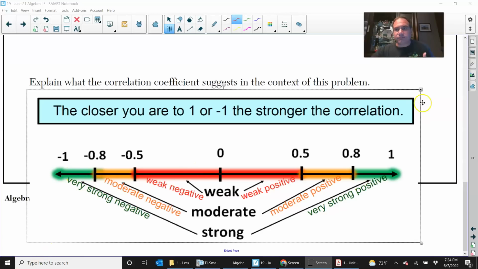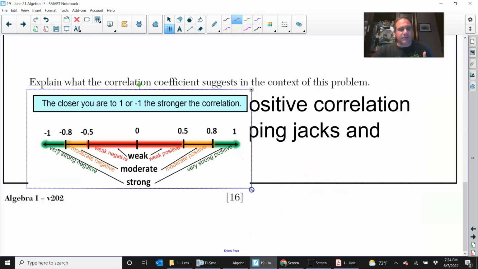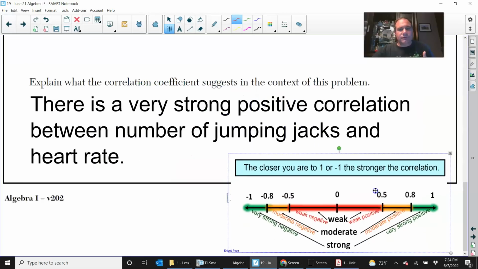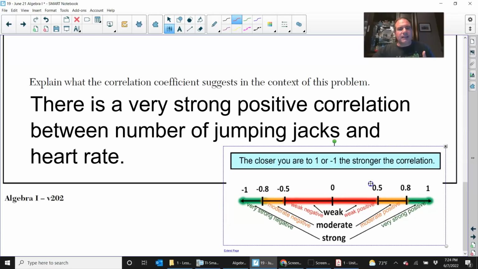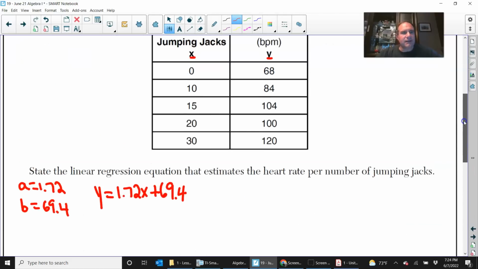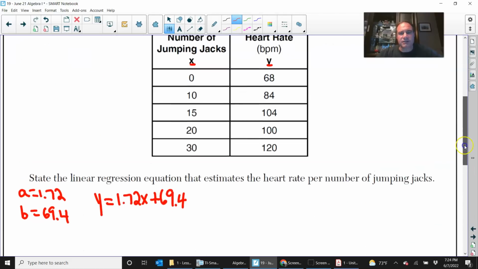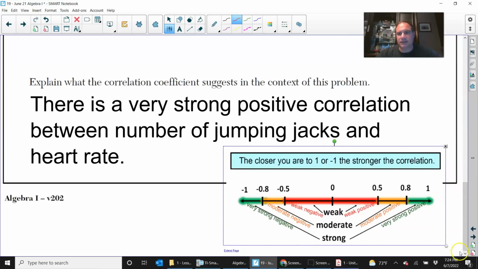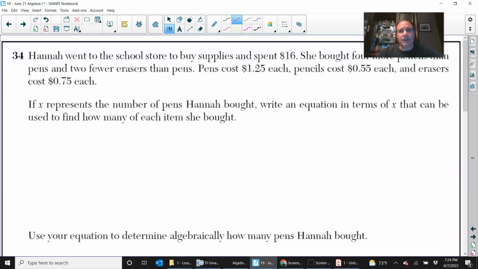And that's really what it is, and that's what I'm going to put down here. So, just taking a look at it, there is a very strong positive correlation between number of jumping jacks and heart rate. Just throw the words at them that they use right here, the number of jumping jacks and heart rate. So that's exactly what you state. Very strong positive correlation. All right.